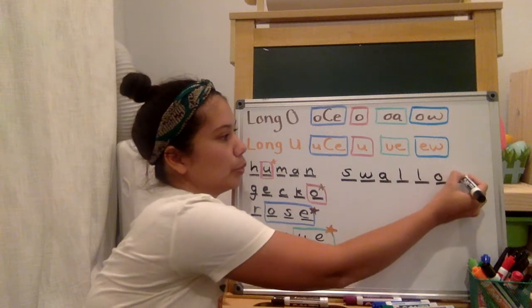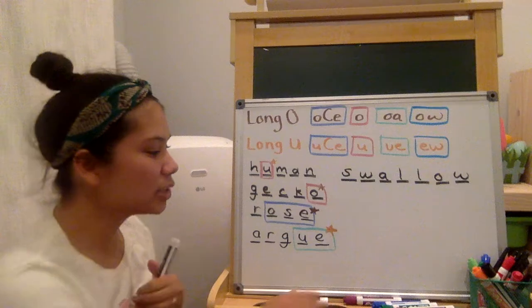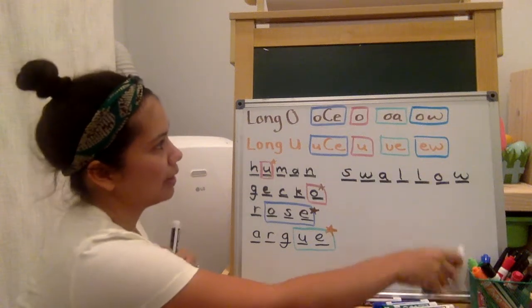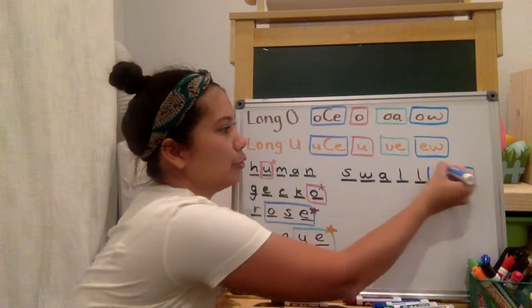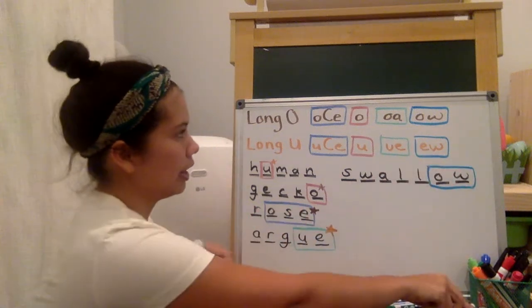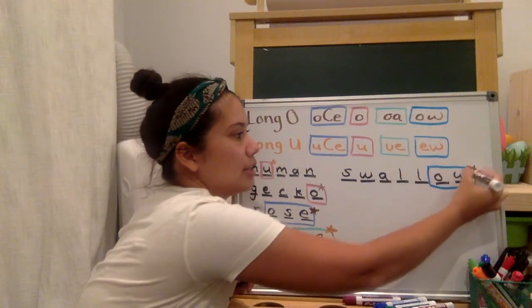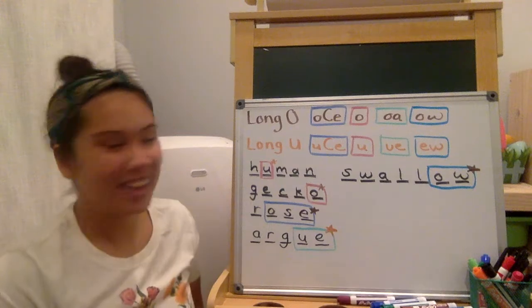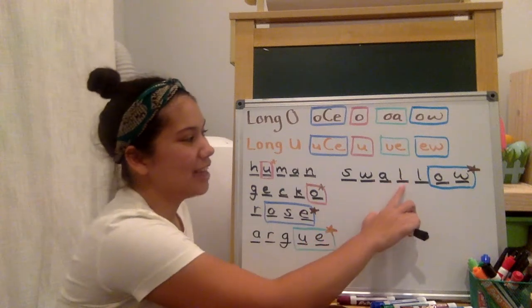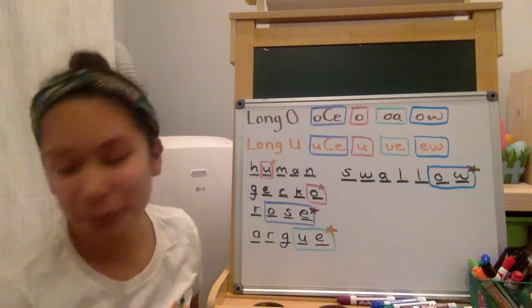Swallow. You can see at the end that says O, swallow. So I'm going to use my light blue to box or circle my pattern for long O. And I'm just going to star it in the dark brown because it's the long O sound. It's not the long U sound. Swallow. S-W-A-L-L-O-W. Check your spelling for swallow.